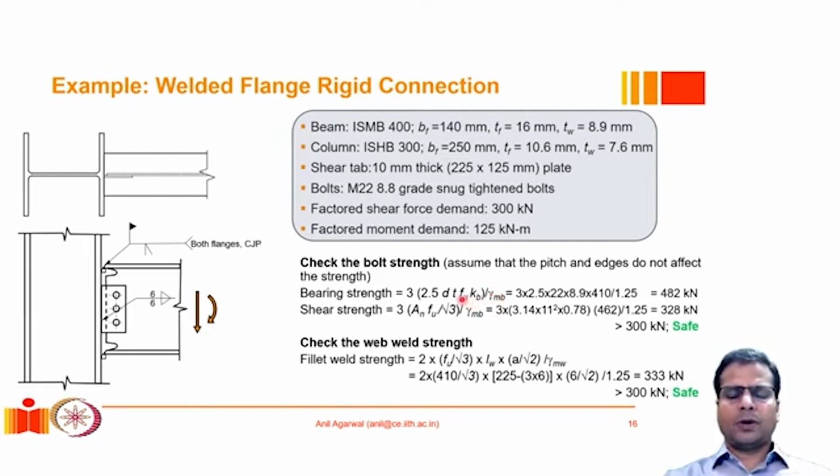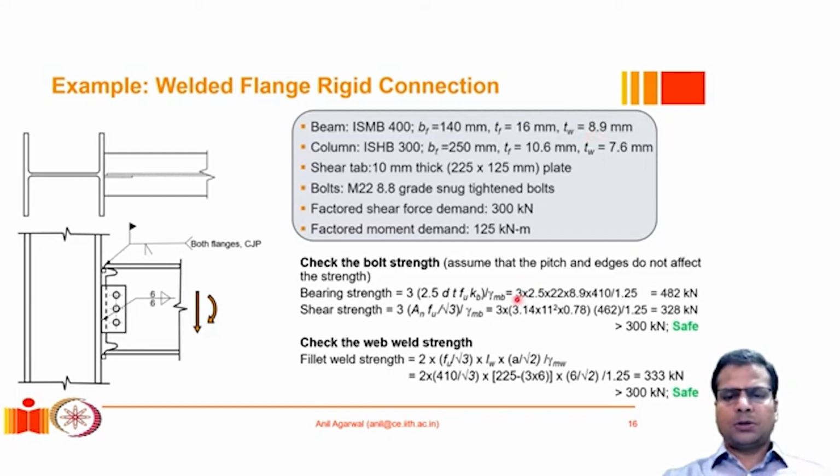Now fu is the ultimate strength of the bolt, and the kb factor controls the effects of the pitch. If the bolt is weaker, and the plate is stronger than the bolt, then we would use the fu of the plate. The d is the diameter of the bolt and t is the thickness of the plate that we are designing for. Since the thickness of the web of the beam is smaller than the thickness of the shear plate, we will use tw of the beam.